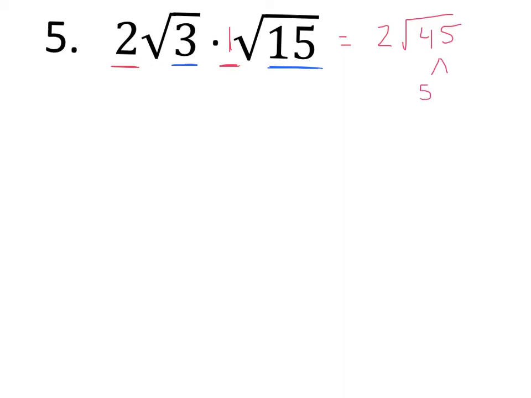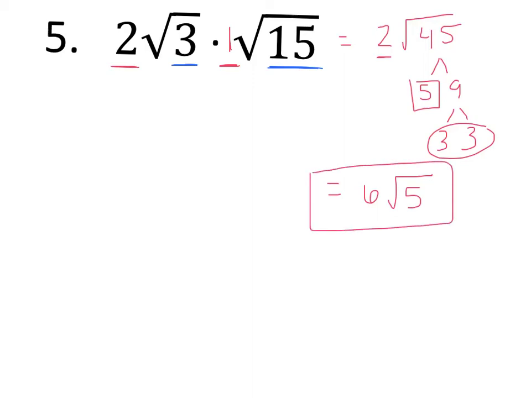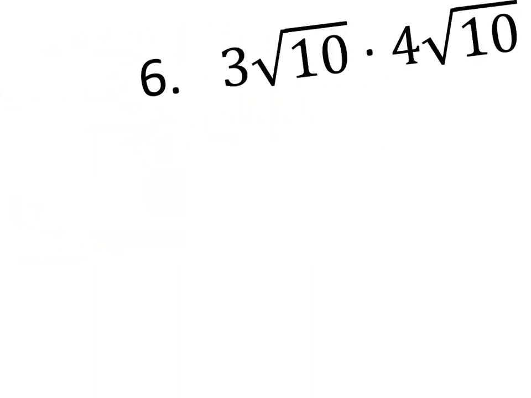And I've got 5 and 9. And 3 and 3. 3's pair up and move out. So now don't forget about that 2 already out there. So on the outside I've got 2 times the 3, which is 6. And then I have this 5 left over. So radical 5. Okay. All right. Example 6.